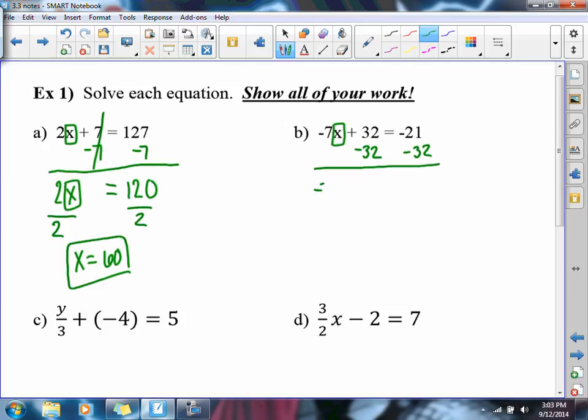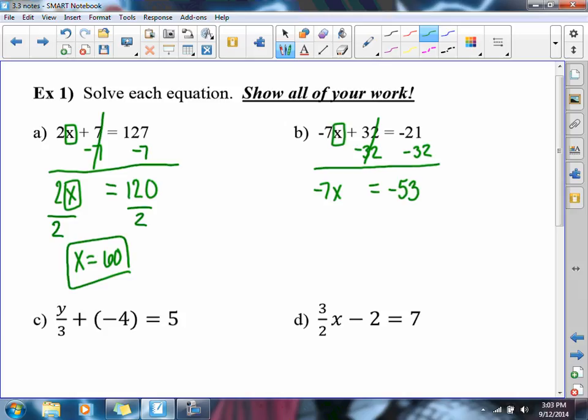So I'm going to bring down my negative 7 times x. The 32's cancel. And then I'm at negative 21 and I'm going down 32 more, so that's going to be a negative 53. So when you have two numbers that are both negative, you can add them together and then keep the sign.